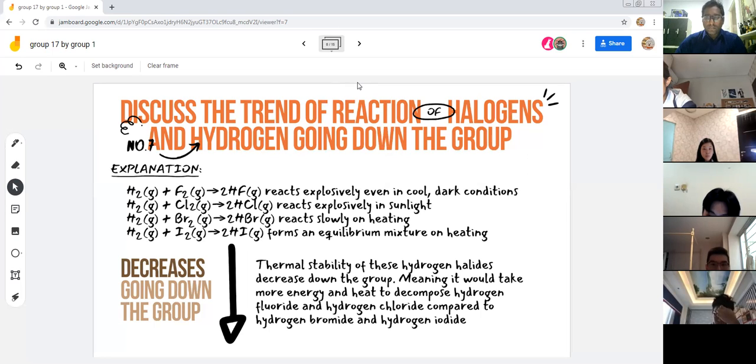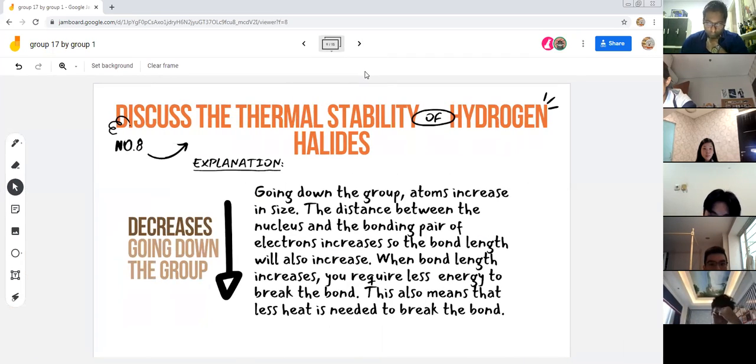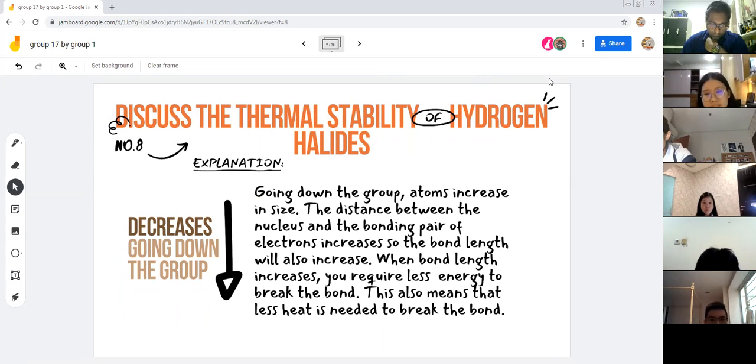Thermal stability of these hydrogen halides decreases down the group, meaning it would take more energy and heat to decompose hydrogen fluoride and hydrogen chloride compared to hydrogen bromide and hydrogen iodide. The thermal stability of hydrogen halides decreases because atoms increase in size going down the group. This increases the distance between the nucleus and the bonding pair of electrons, so the bond length will also increase. This leads to requiring less energy to break the bond, so less heat is needed to break the bond.